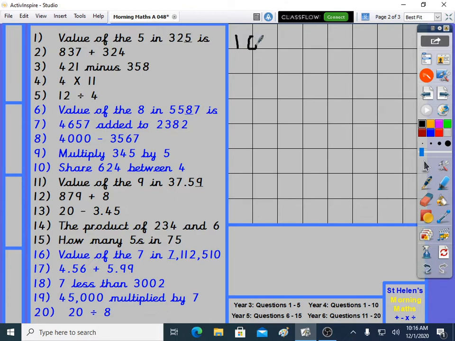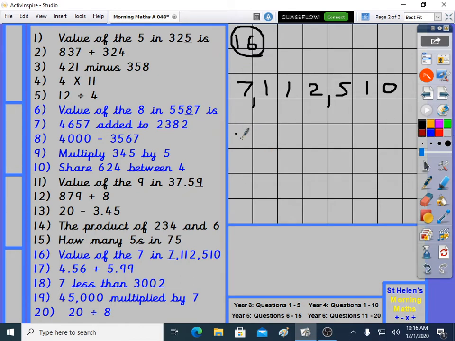Question 16. Value of the 7 in this huge number. 7 million. Well, you heard the answer, didn't you? 7,112,510. Right from the start, you can hear the answer. 7 is in the millions column. We could put all our hats on, but we don't really need to. We know the answer is 7 million.